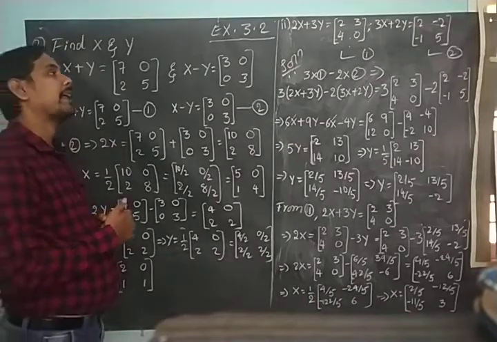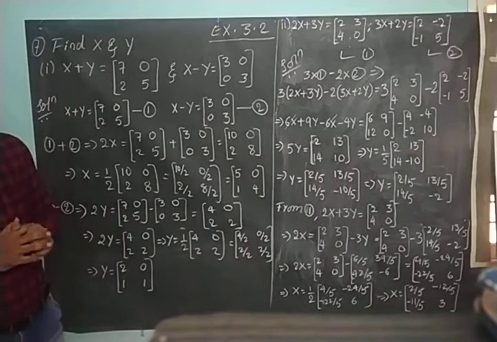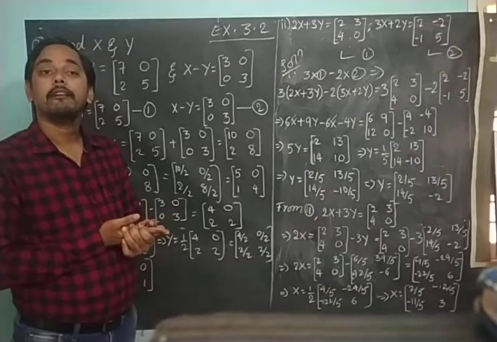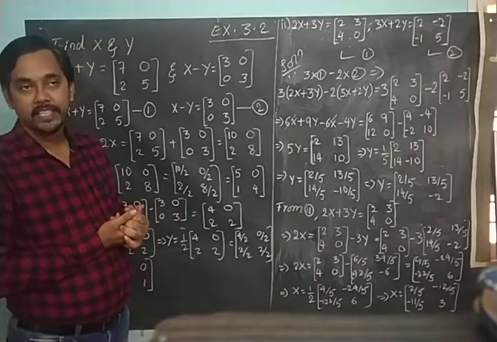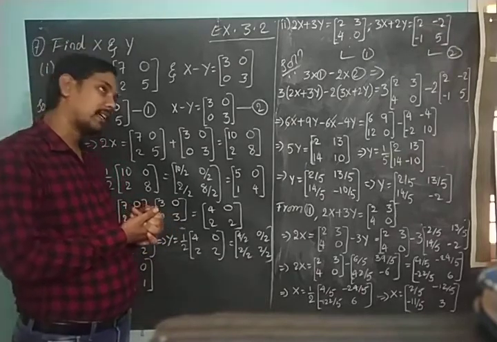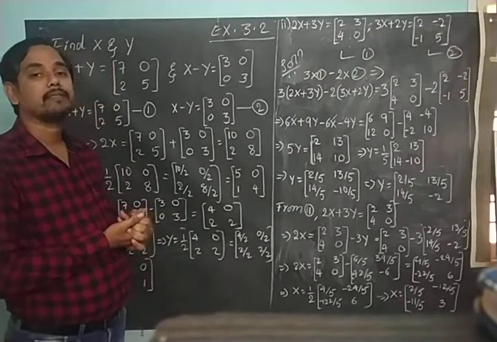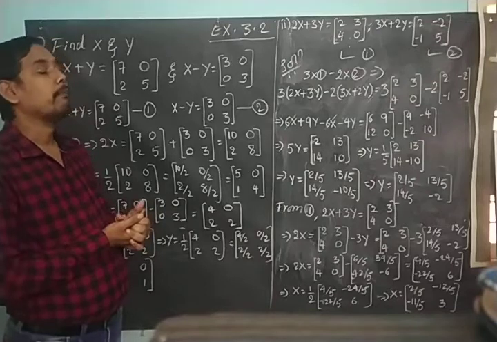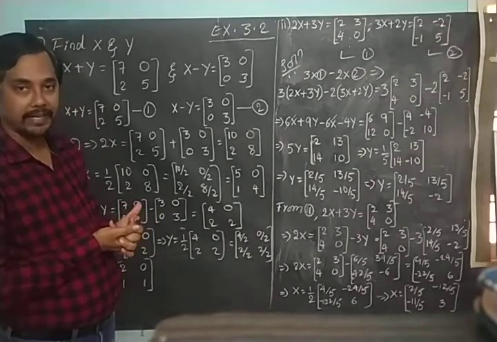So here remember, x and y are matrices. If they are out of the matrix, then x and y or any unknown, any variable will be counted as a matrix. If the unknowns or variables are there inside the matrix, then you can consider that as part of the element of any matrix.